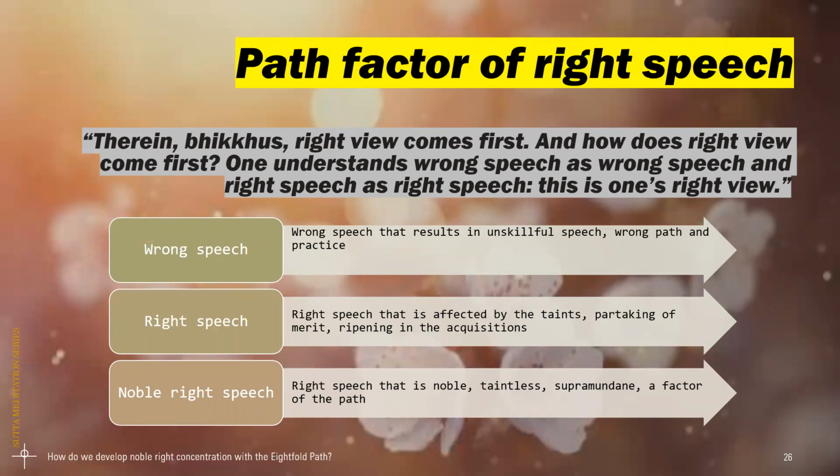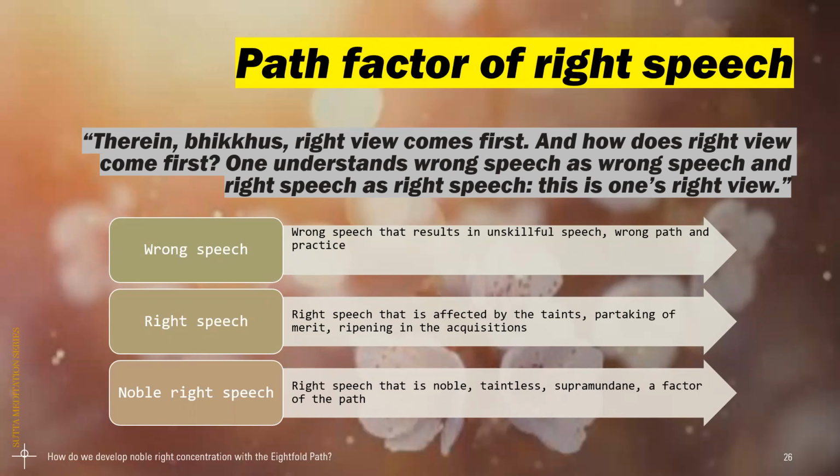So the next few path factors are around speech, action, and livelihood. So they're all connected around virtue. The first one that we look at is the path factor of speech. The Buddha says that right view comes first. And in order for it to come first, we understand wrong speech as wrong speech and right speech as right speech. So again, the same thing is coming through.